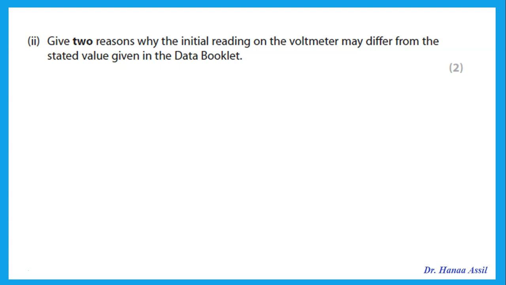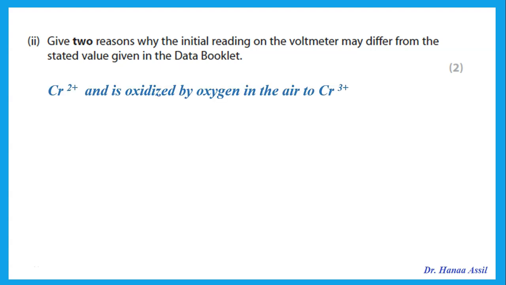Give 2 reasons why the initial reading on the voltmeter may differ from the value given in the data booklet. Remember that if we have a certain substance like chromium 2+, it could be oxidized while we're doing the reaction to chromium 3+ by oxygen in the air. Or remember that all the values that are given in the data booklet are at 298 K. So if the room temperature is different, then the reading could be different.